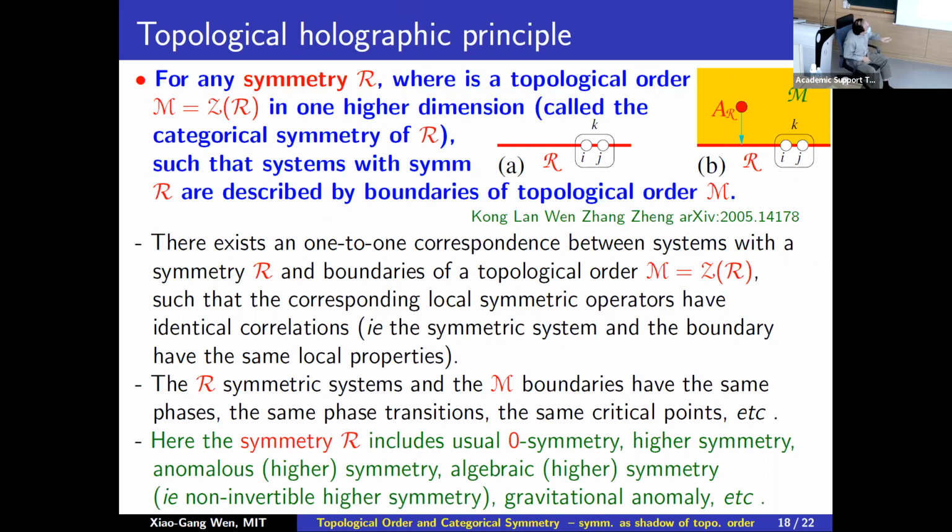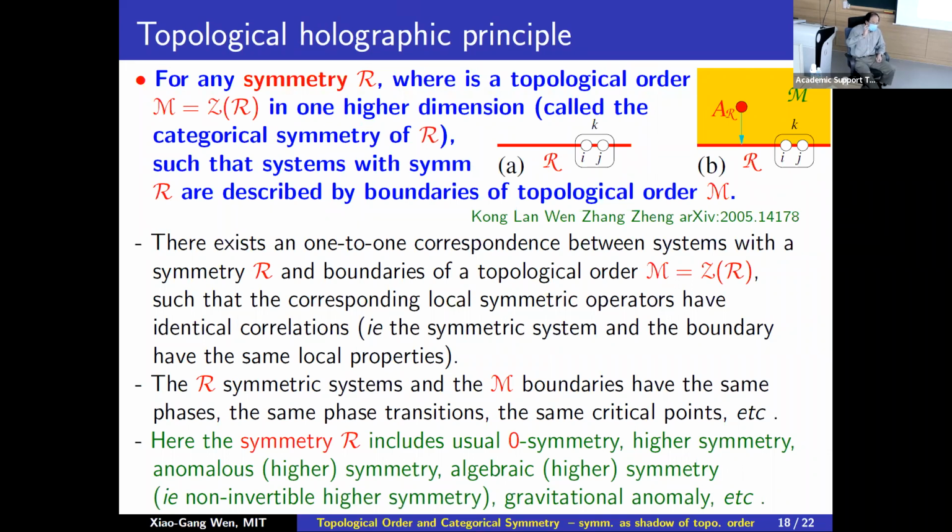So more precisely, it is the following statement. There is a one-to-one correspondence between systems with a symmetry and the boundaries of the topological order. Because when I say system with symmetry, we have many systems, and the bulk topological order also has many boundaries. We claim there's a one-to-one correspondence between the system and the boundary, such that the behavior of the system and the behavior of the boundary are identical. This is also very tricky. When we say identical, we only mean the correlation functions of local operators are identical, not every operator.